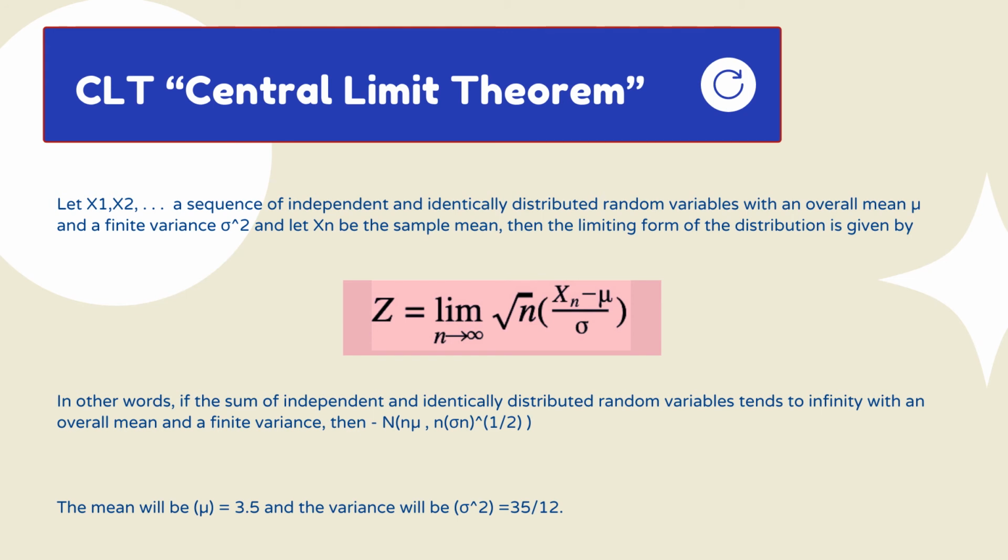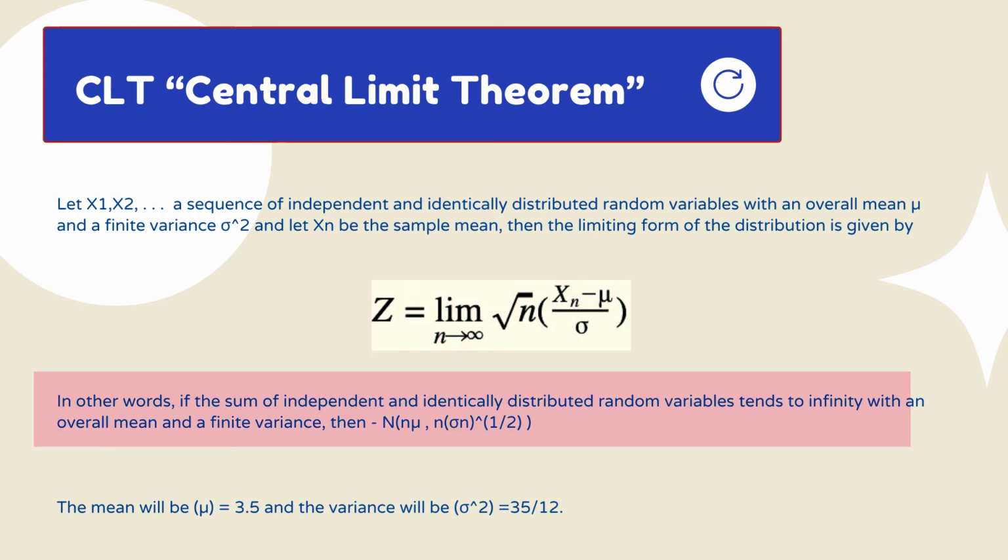and that is the standard normal distribution. In other words, if the sum of independent and identically distributed random variables tends to infinity with an overall mean and a finite variance, then it has a normal distribution with parameters n multiplied by mu, comma, the square root of n multiplied by sigma.